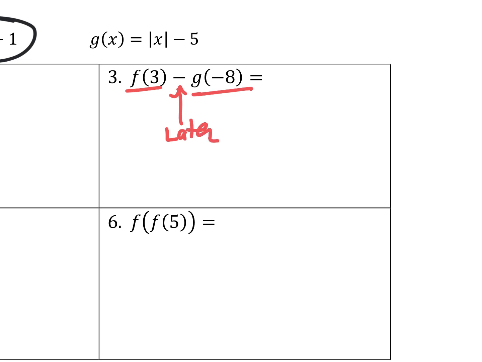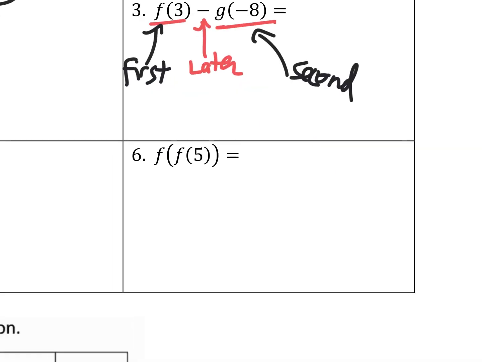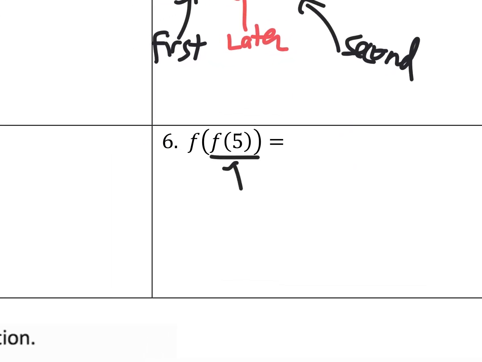But first, you do this. And then second, you do that. And then you do the minus after you got the other two answers. Okay? Here's a little advice on this one. Do this first. First find f of 5, and then you'll have an answer like, let's say it's 10. Then, once you're done with that, you put that answer here.